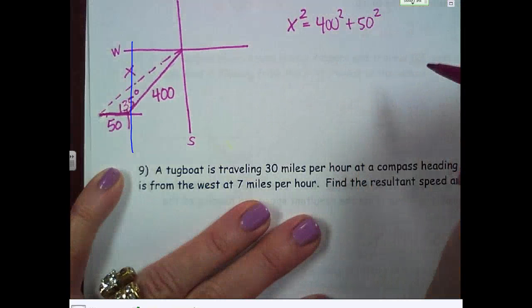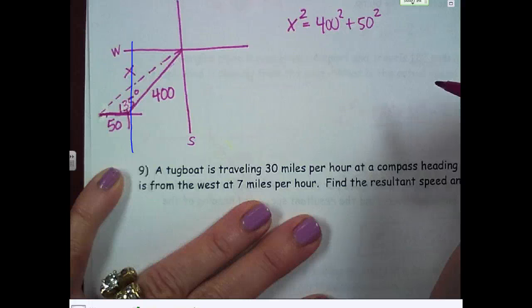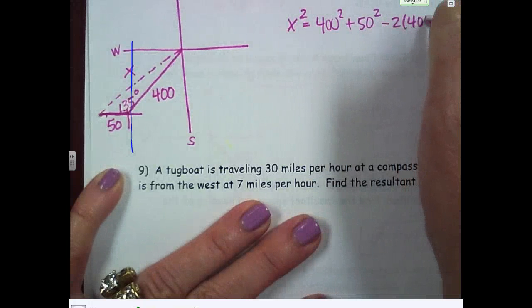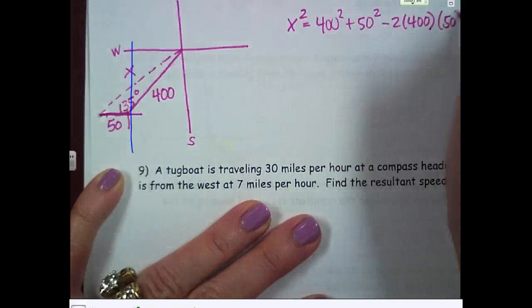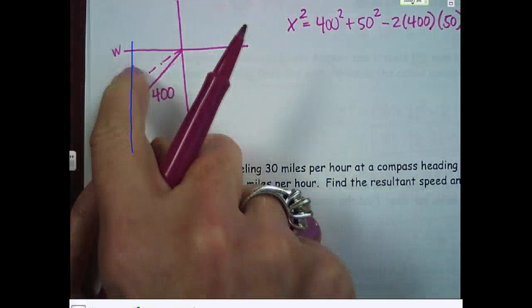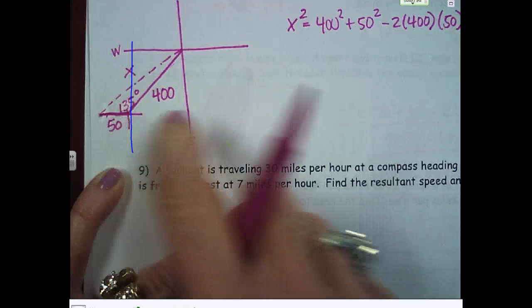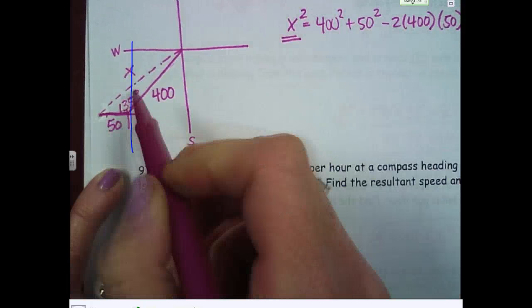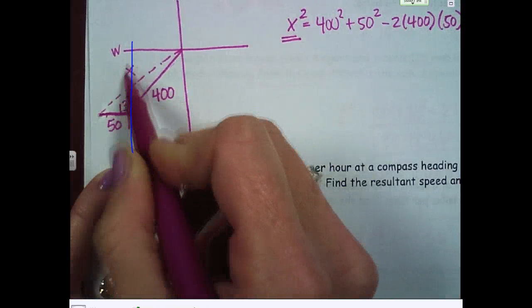Try this on your calculator today. Some of you are still having trouble with the calculations. So minus 2 times your 400 times your 50. And remember, the x goes with the angle. So you start with the side and you end with the angle that matches it. So if I start with this x, I'm going to end with this angle because they go together.